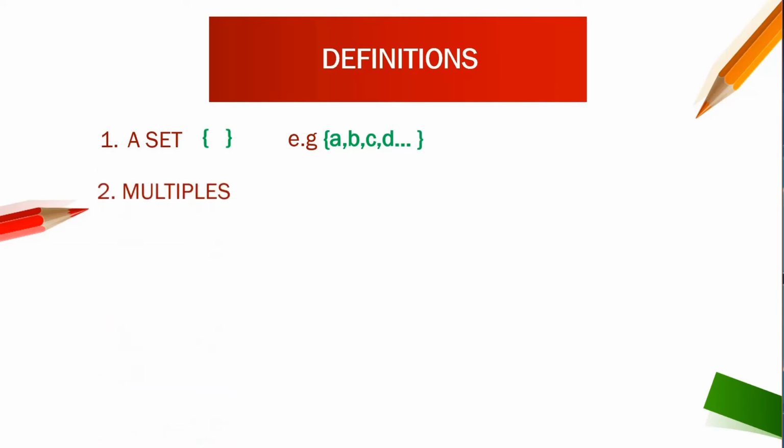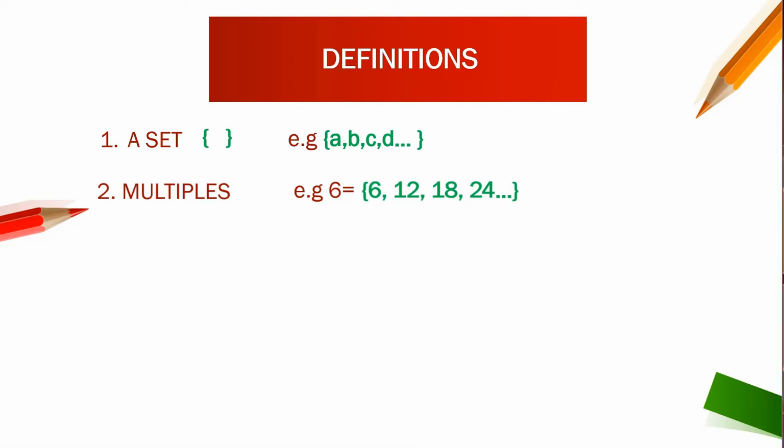Our next definition is multiples. What are multiples? Multiples of a number are generated by multiplying that number by 1, 2, 3, and so on. So for example, if I were to tell you, what are the multiples of the number 6? The multiples of the number 6 would be 6, which is 6 by 1, 12, which is 6 multiplied by 2, 18, which is 6 multiplied by 3, 24, which is 6 multiplied by 4, and so on. So again, multiples, multiply that number by 1, 2, 3, 4, and so on.